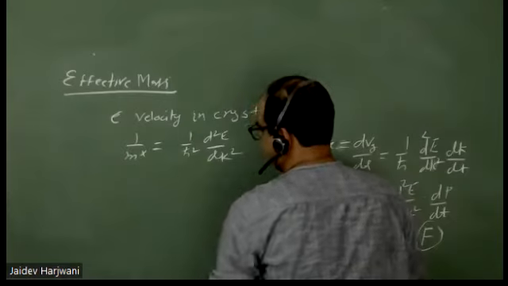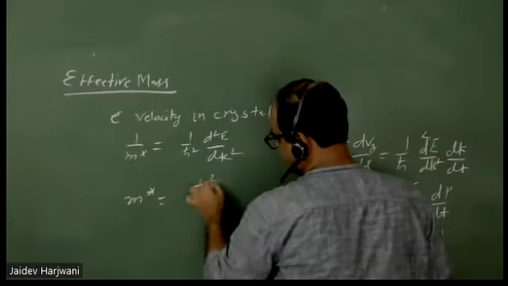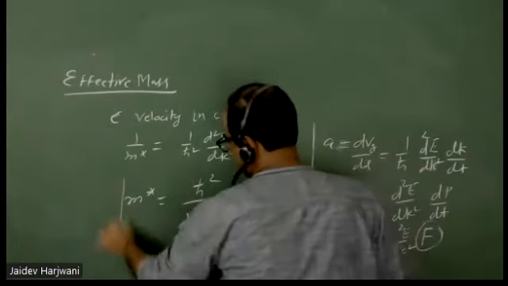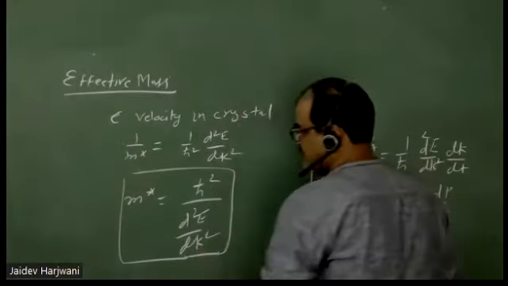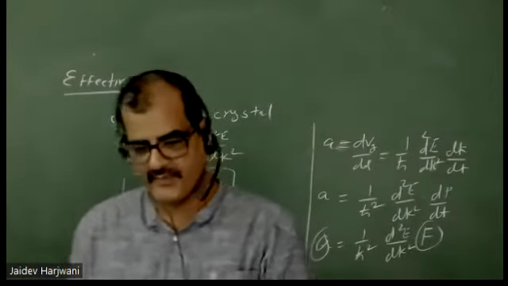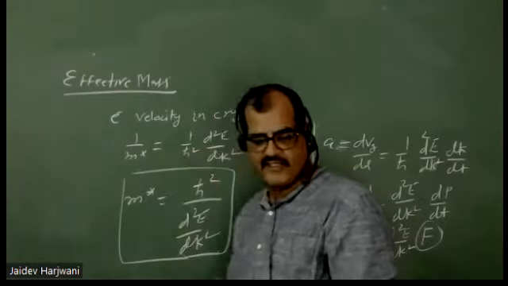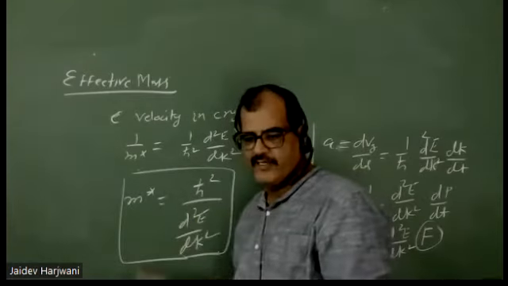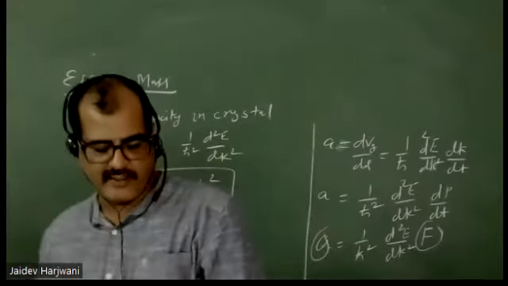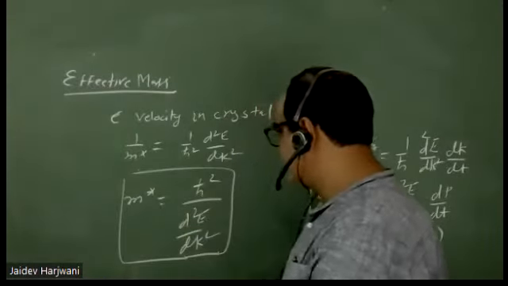I can write this as m star will be h cut square upon d2e by dk square. This is the well-known relation to you. So this is your effective mass formula in one dimension. In general, your m depends on directions also. Your effective mass is a tensor quantity, so it has 9 components: mxx, mxy, mxz, myy, mzz. So we'll see that when we discuss this. So this is in one dimension your effective mass formula.